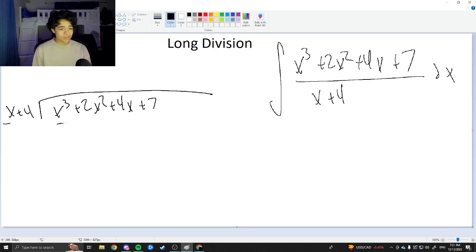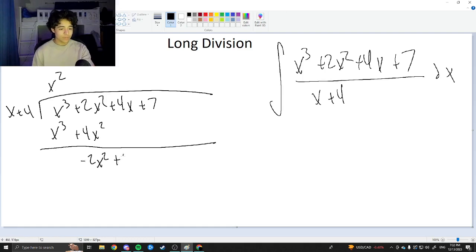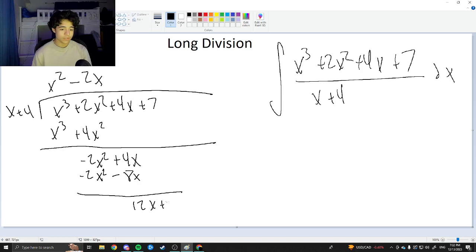To reach x cubed, we have to multiply by x squared. If we do that, we get x cubed plus 4x squared. Now we subtract, and we get negative 2x squared. Bring down the 4x. Then multiply by negative 2x, and we get negative 2x squared minus 8x. We subtract this, and we end up with 12x plus 7.